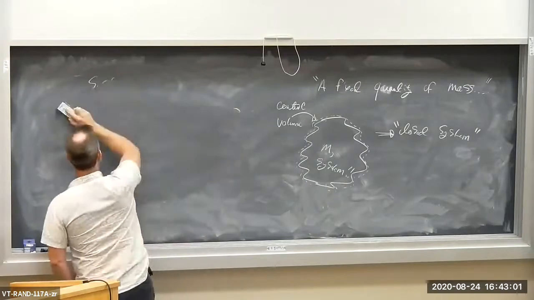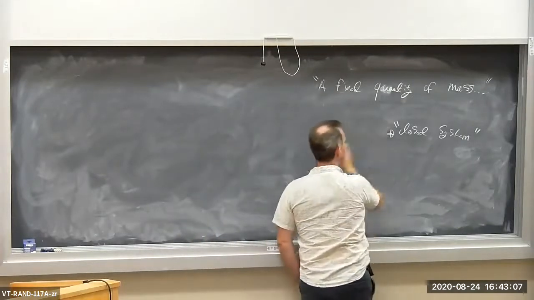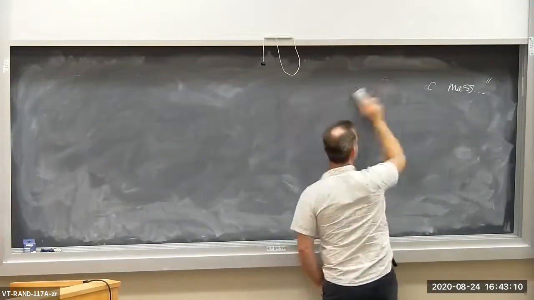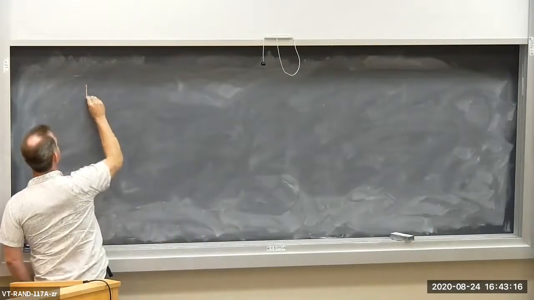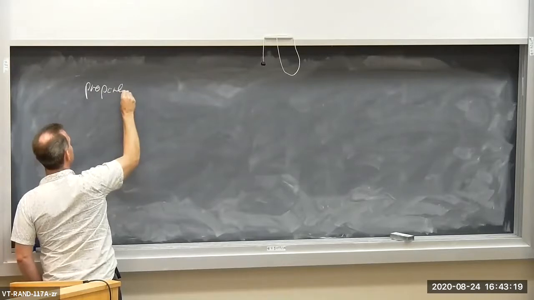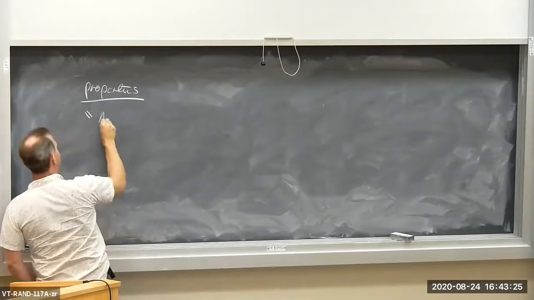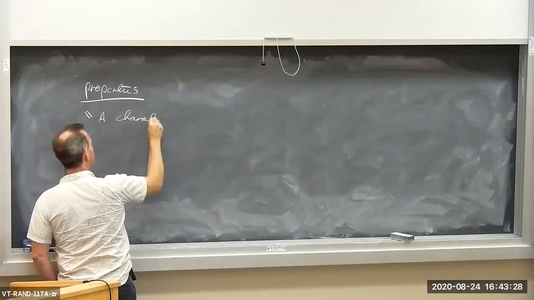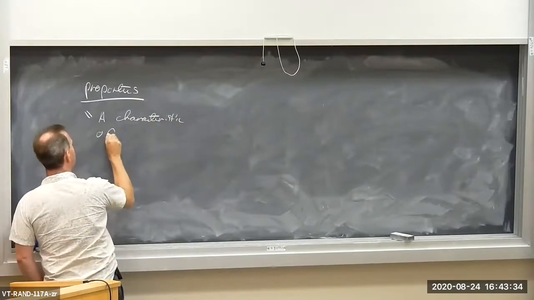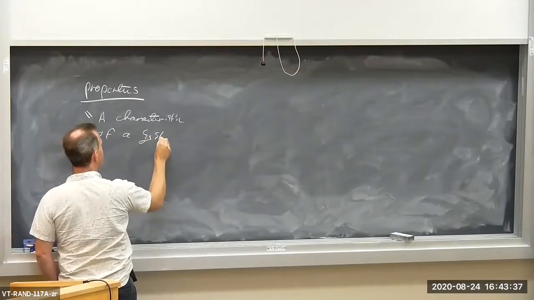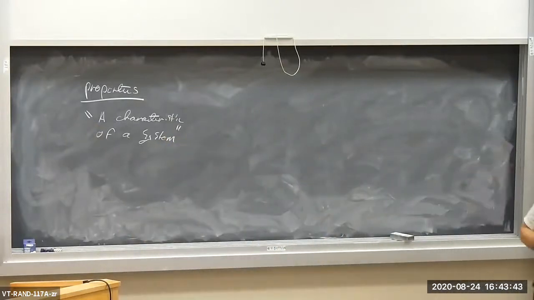Let's go over properties. What is a property? Well, to put it as simply as possible, a property is a characteristic of a system. A characteristic of a system, something used to describe the system.